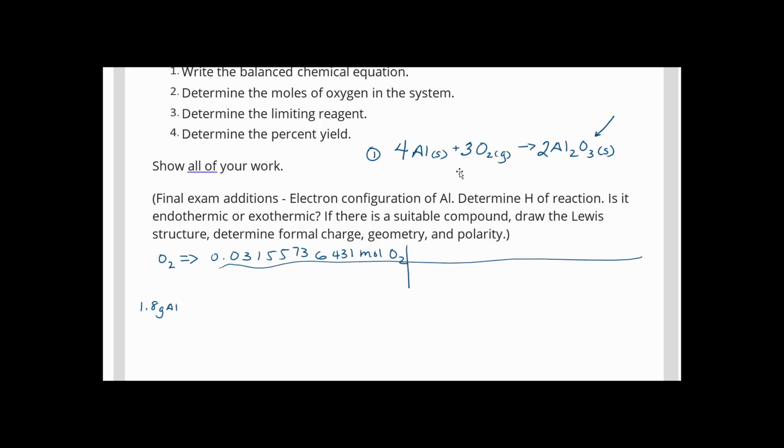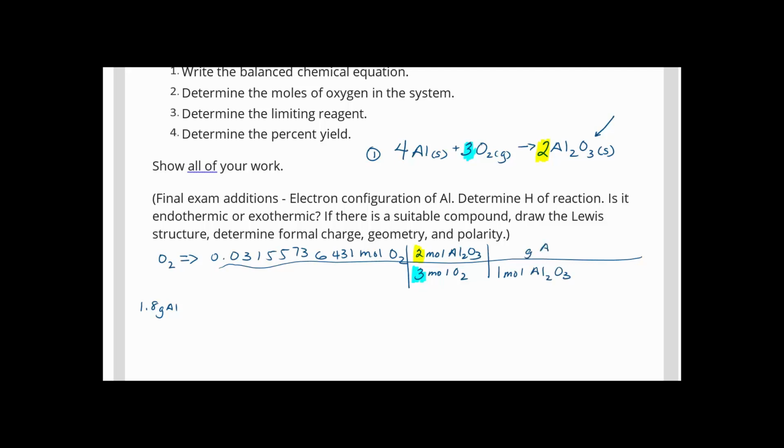Now I have moles of oxygen, that's where I'm starting. So I need to convert my moles of oxygen into moles of aluminum oxide. So I use the stoichiometry found in the balanced chemical equation. And that 2 is the coefficient in front of the product, and the 3 is the coefficient in front of the oxygen. And then I need to use the molar mass of aluminum oxide. So 1 mole of aluminum oxide.